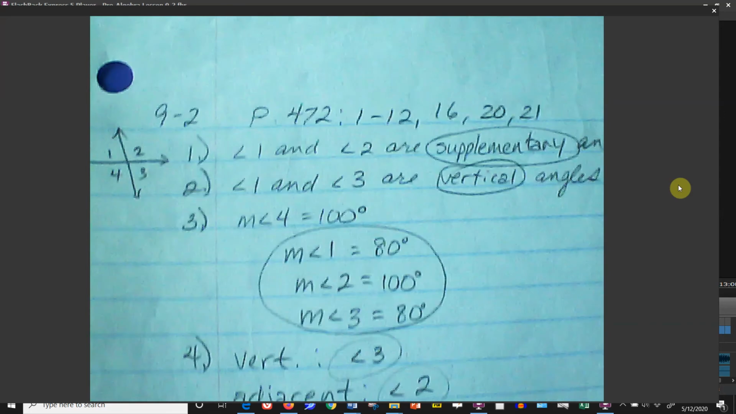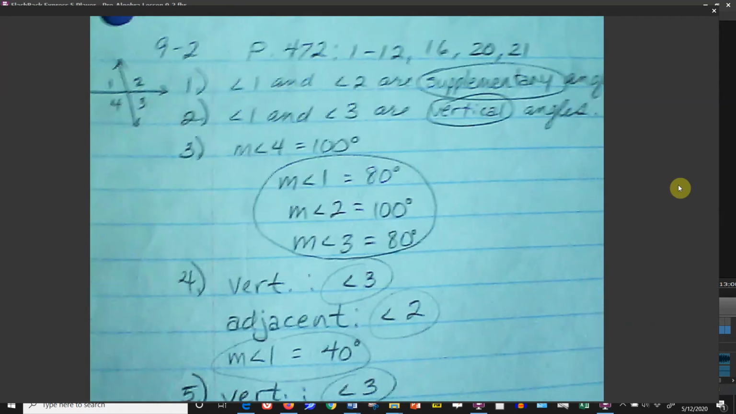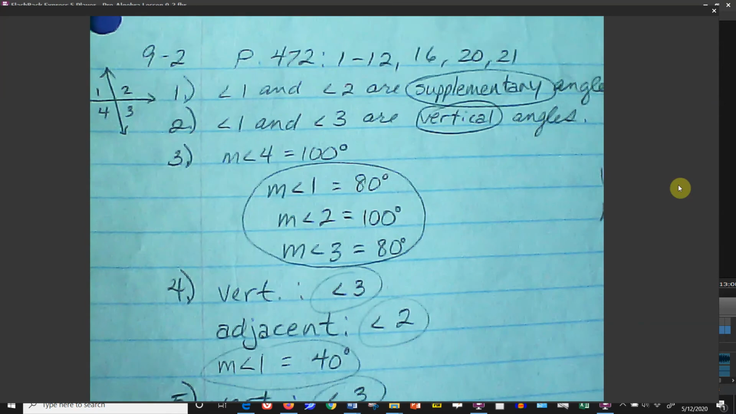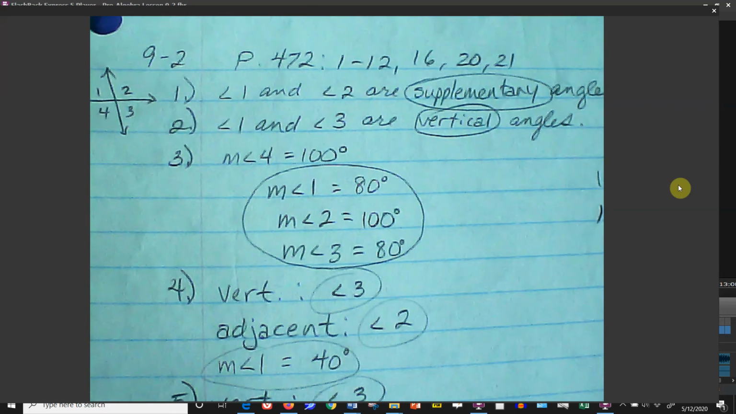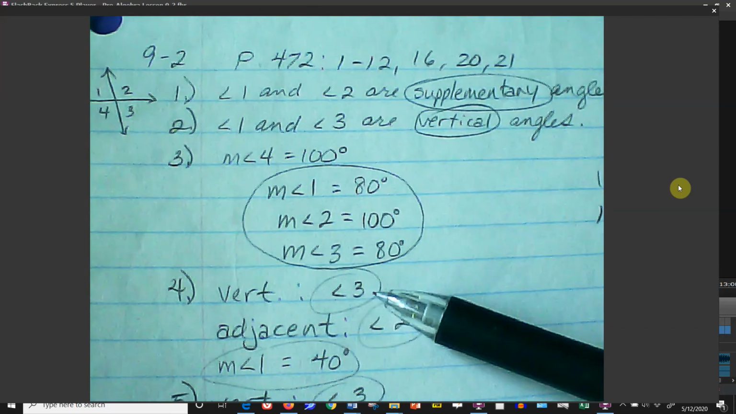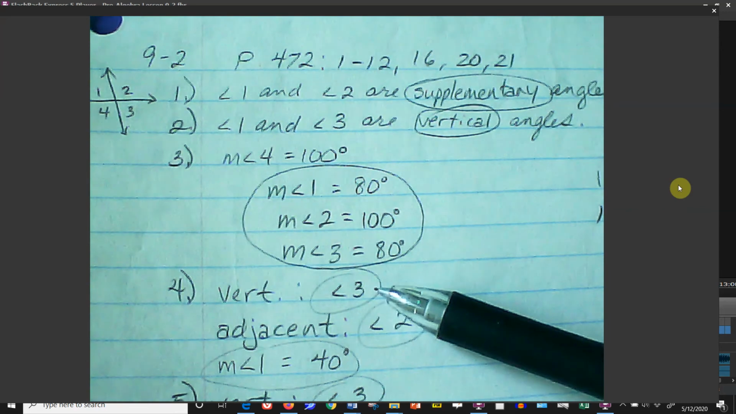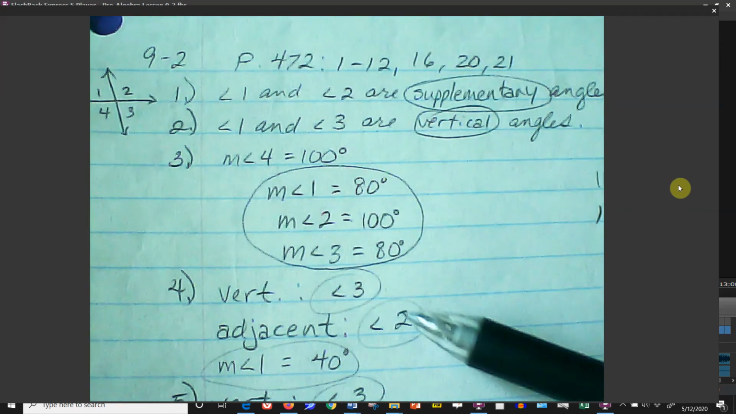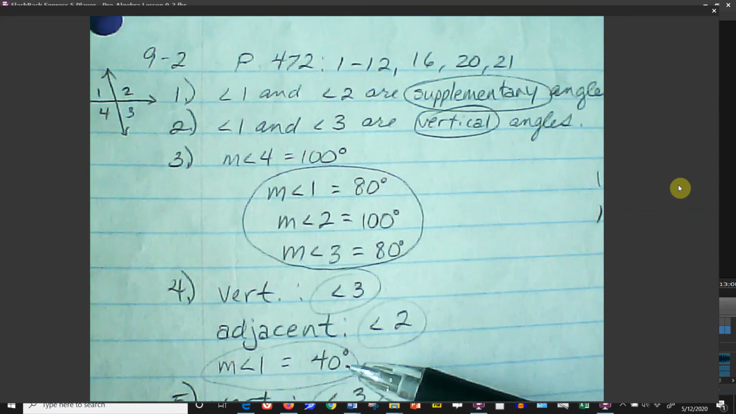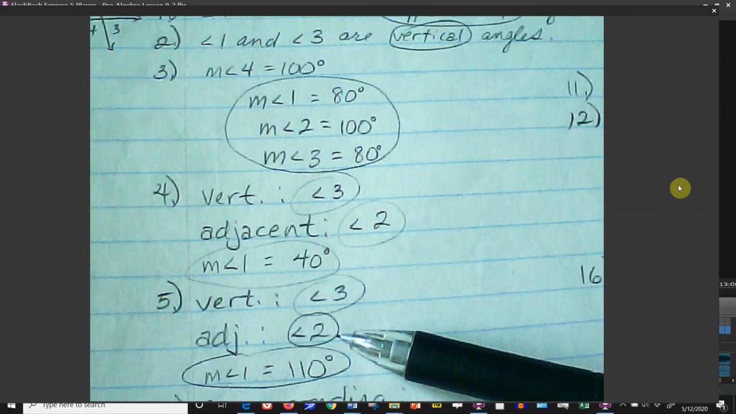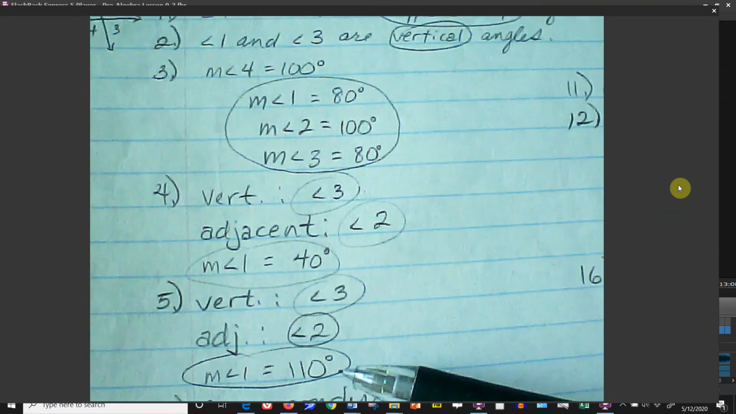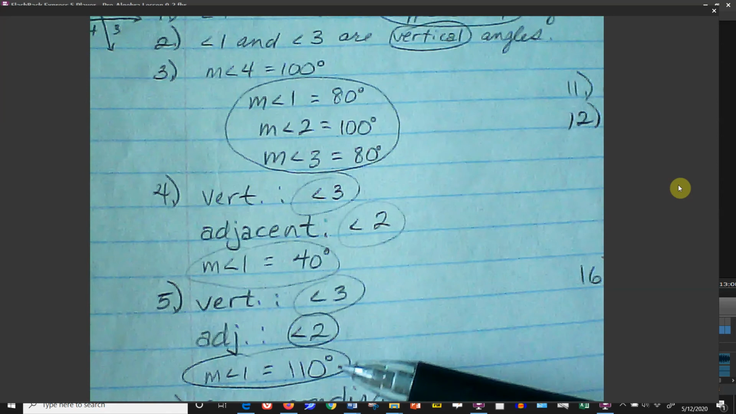Number 4, and I don't have the drawing for all of these, sorry, but hopefully you have your book open because it really would be best if you did. Otherwise, if you got one wrong, you just know you got it wrong. You don't know why it is what it is. So vertical angles to the given angle would be angle 3, adjacent would be angle 2, and the measure of angle 1 would be 40 degrees. Number 5, vertical to it would be angle 3, adjacent again would be number 2, and now the measure of angle 1 would be 110 degrees.